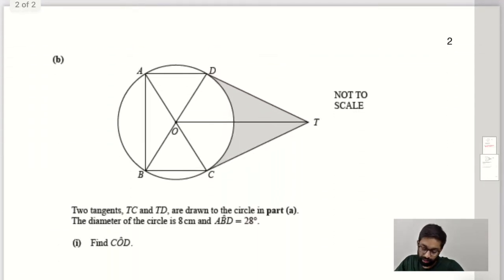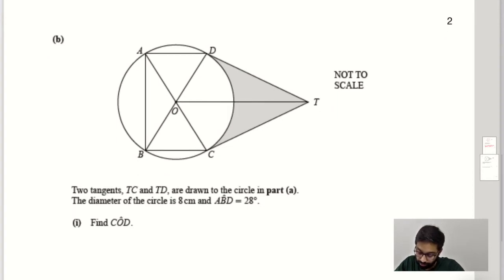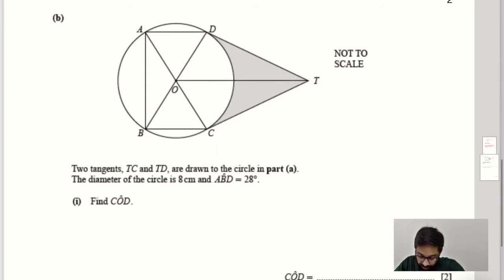Now they've given us a circle with 2 triangles in it, the same question, but they have introduced 2 tangents. One is TD and the other one is TC. 2 tangents TC and TD are drawn to the circle in part A. The diameter of the circle is 8 centimeters and ABD is 28 degrees. Find COD. They've asked us to find this angle right here, but the information that they've given us is that the circle has a diameter of 8 centimeters and ABD is 28 degrees.